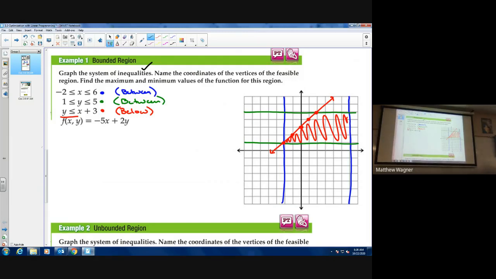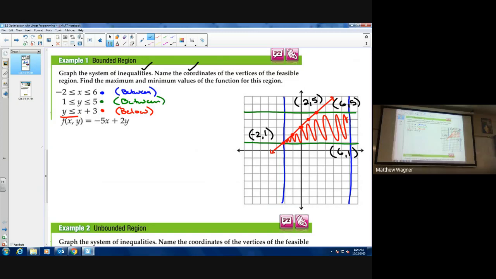It's going to be super important that your graphs are pretty consistent. Again, if I use graph paper, it's really easy to see. I have vertices at -2, 1; 2, 1; 2, 5; I have a vertex at 6, 5; and I have a vertex at 6, 1. All right, so name the coordinates of the vertices we just finished.